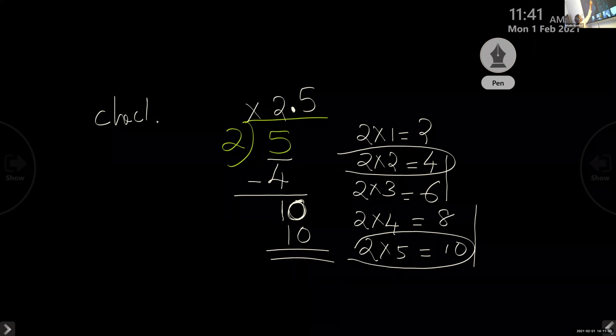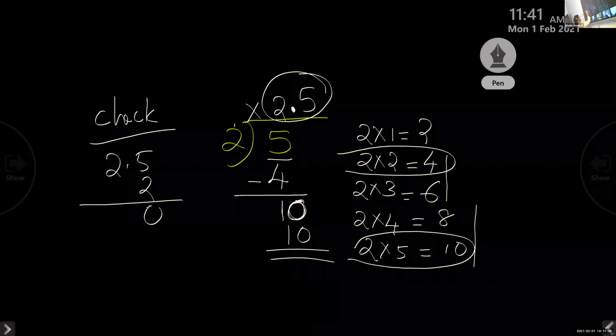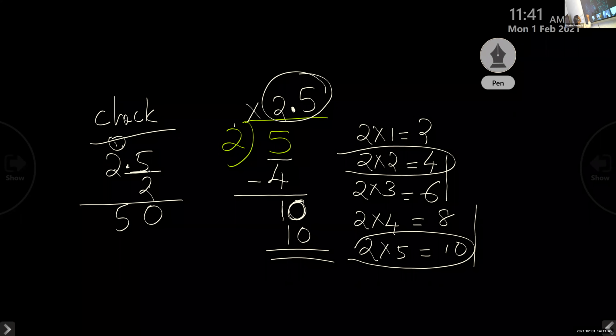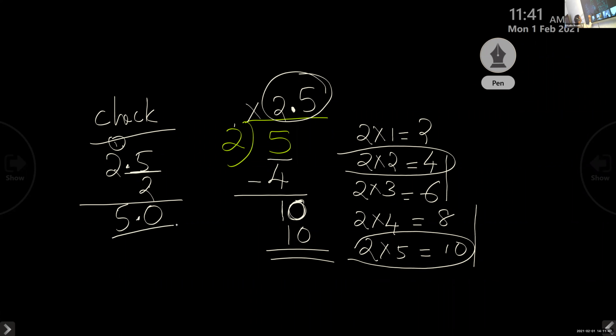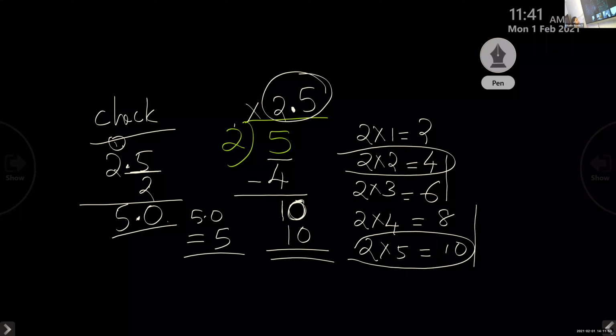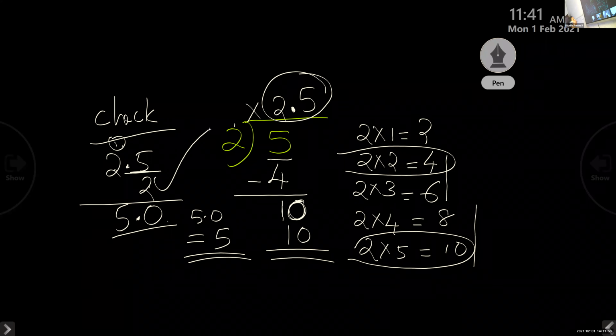So children, we can check whether our answer is correct. What do you have to do? You have to multiply the quotient and the divisor. 2.5 times 2. 5 twos are 10, 1 carry over. 2 twos are 4 plus 1, 5. In the question we have only one decimal, so in the answer also we have to put one decimal. So that is 5.0, which is the same as 5. So children, our answer is correct. When you divide 5 by 2, you get 2.5.